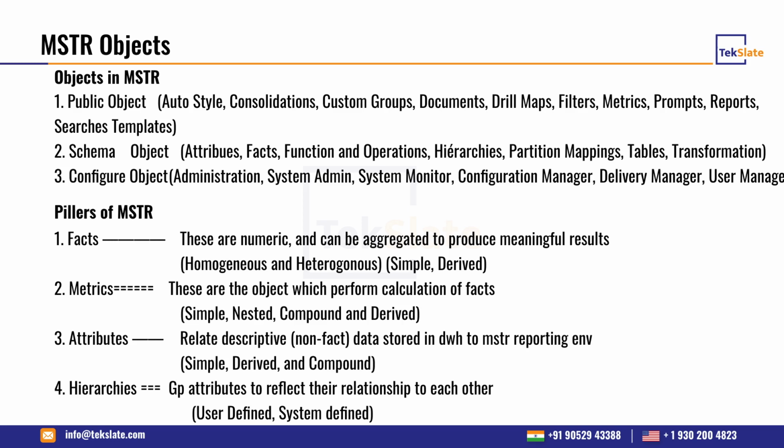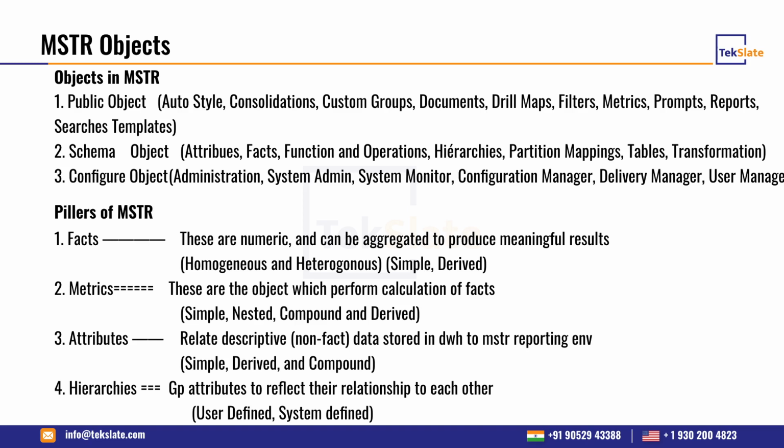Now, till now, our bed, our foundation, is generated. Now we require pillars to create our project. So what are those pillars? Pillars are facts, metrics, attributes, and hierarchies. This is the basic information, the basic pillars on which everything is going to be prepared. First one is facts and metrics. So what are facts and what are metrics?